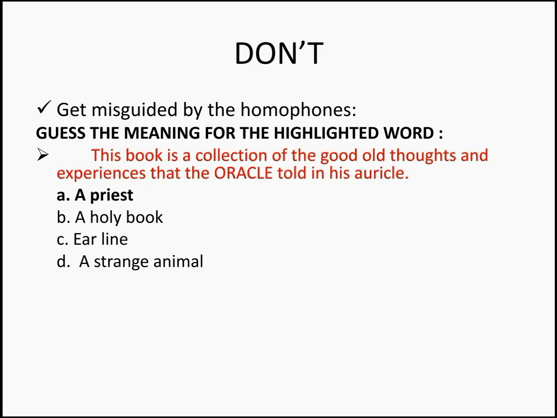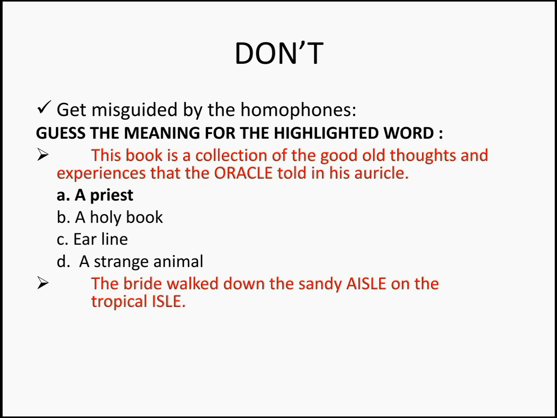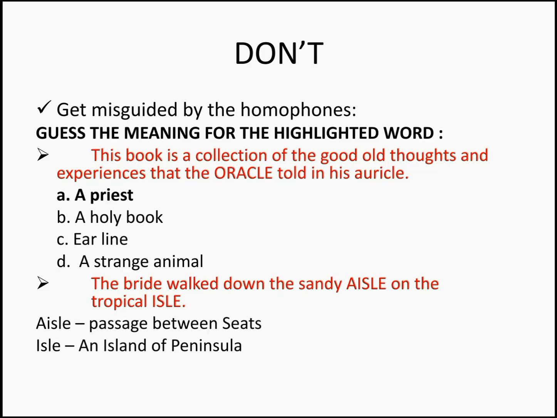Similarly, look at the next question. The bride walked down the sandy aisle on the tropical isle. Now, both the highlighted words, A-I-S-L-E and I-S-L-E, will be pronounced as aisle. But depending upon what is actually highlighted in the question, you have to choose your options. So be very careful in dealing with it. The meaning of aisle is a passage between seats where you can walk, and isle means an island or peninsula.